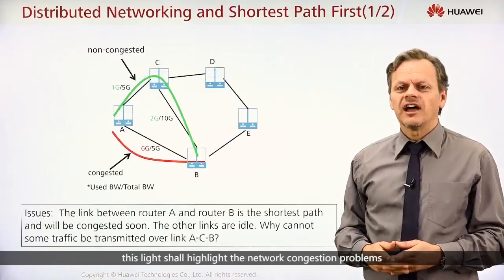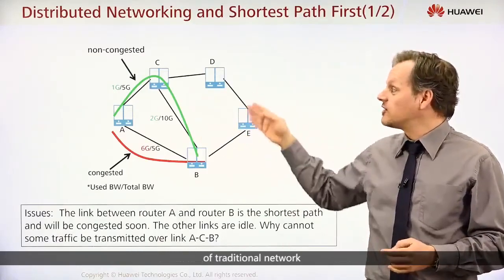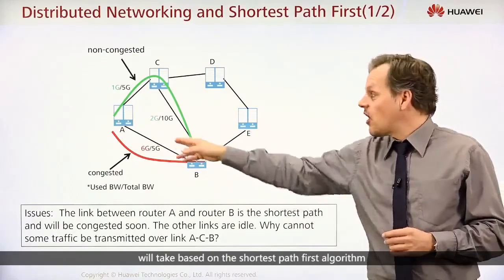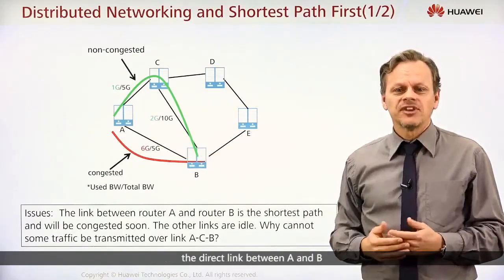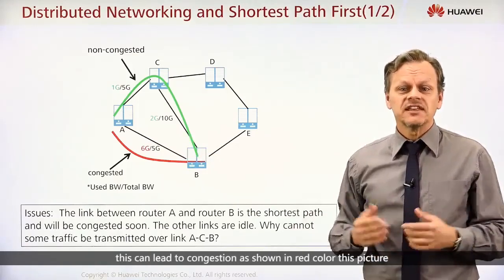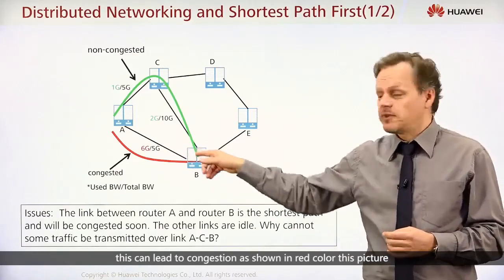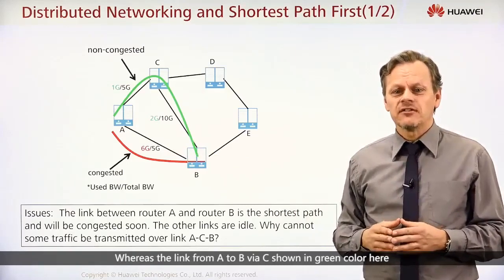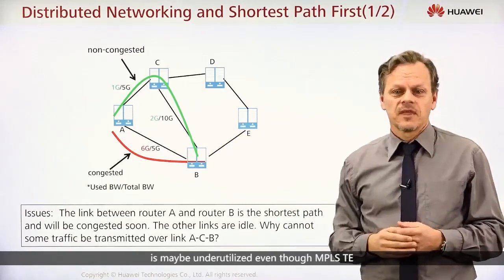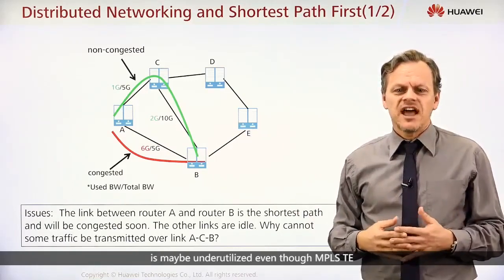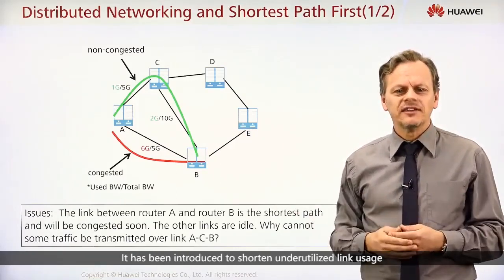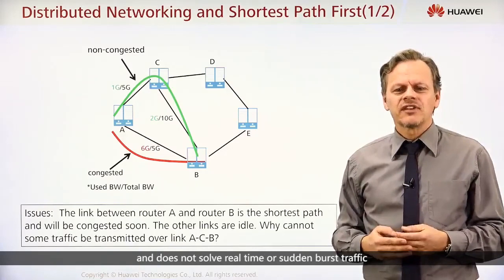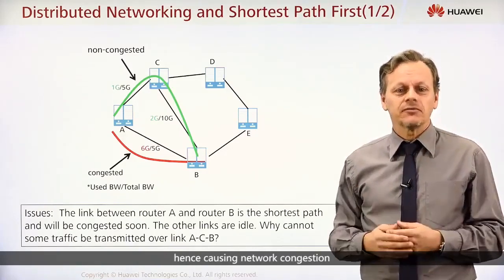This slide shall highlight the network congestion problem of traditional networks. Traffic from router A to router B will take, based on the shortest path first algorithm, the direct link between A and B. This can lead to congestion, as shown in red color in this picture. Whereas the link from A to B via C, shown in green color here, is maybe underutilized. Even though MPLS-TE has been introduced to solve underutilized link usage, most of the MPLS-TE planning is pre-configured and does not solve real-time or sudden burst traffic, hence causing network congestion.